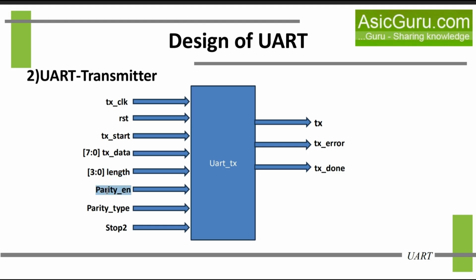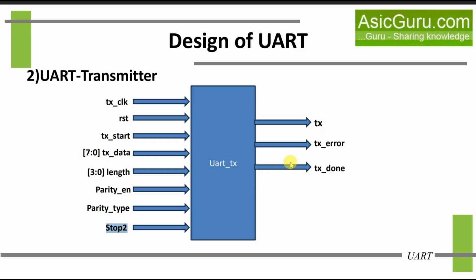Then comes the parity enable. Parity enable tells us whether the parity is optional or not. If it is not optional, then parity enable is 1. Then comes the parity type. Parity type is even or odd according to our choice. Then stop 2. Here stop 2 is because there might be 2 stop bits. If stop 2 is high, it means there will be 2 stop bits, and if stop 2 is 0, it means there is only 1 stop bit.